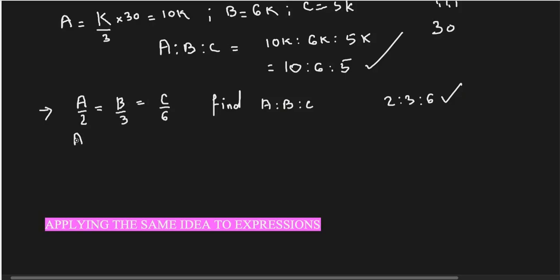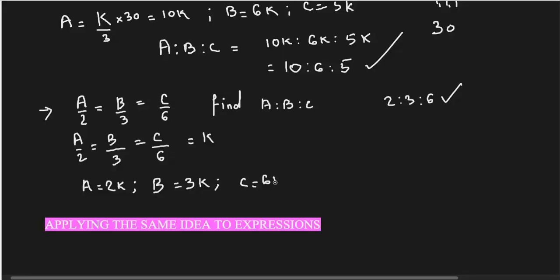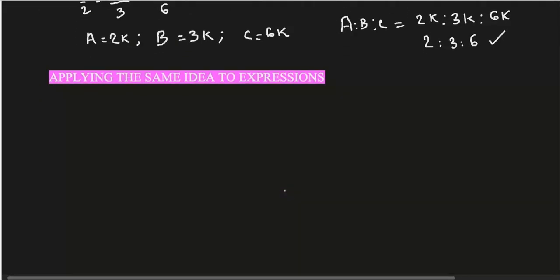Same, assuming a by 2, b by 3 and c by 6 as k. What you will get? A by 2 equal to k, so a will be 2k, b will be 3k, c will be 6k. Now if you are comparing a is to b is to c, 2k is to 3k is to 6k. K gets cancelled every time, so 2 is to 3 is to 6 will be your final answer, right? Simple. Now applying the same idea to the expressions here.